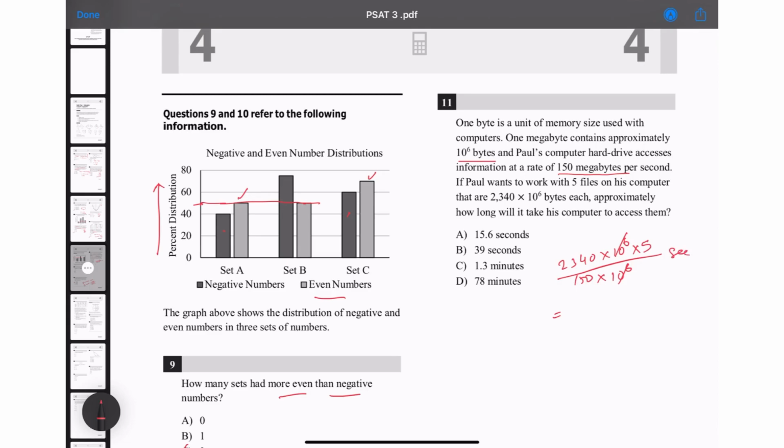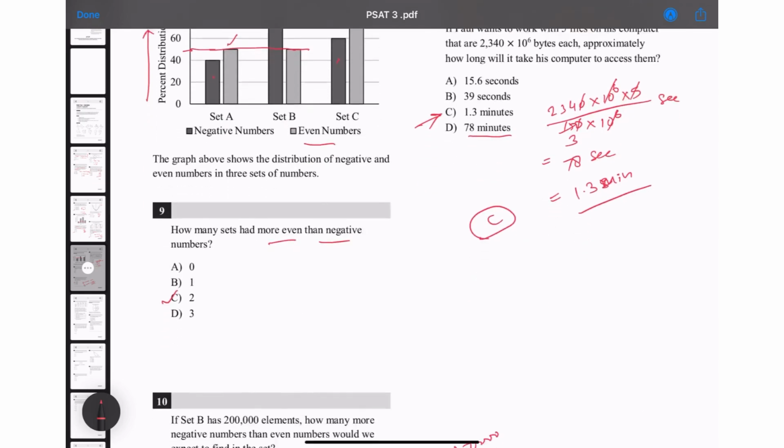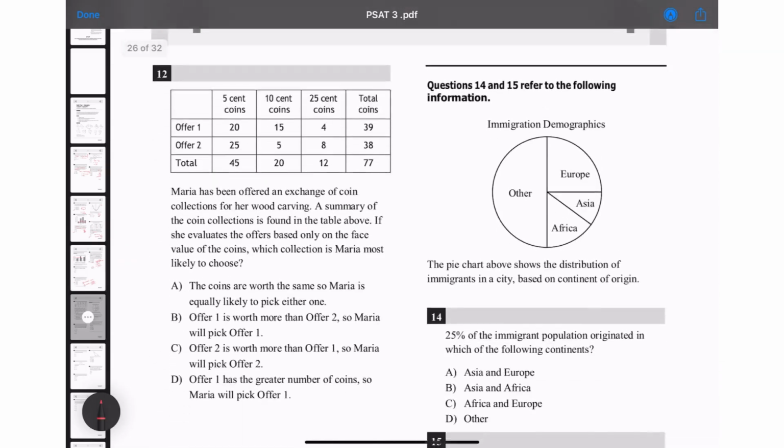When I cancel it out, 0 and 0 cancel out, 5 times 3, then we get 78 seconds. This is seconds, so don't go with this. We have to take it in minutes by dividing by 60, we get 1 point something, so 1.3 minutes. So this is the answer, so we will go with option C. C is the correct choice. Next we go to question number 12.